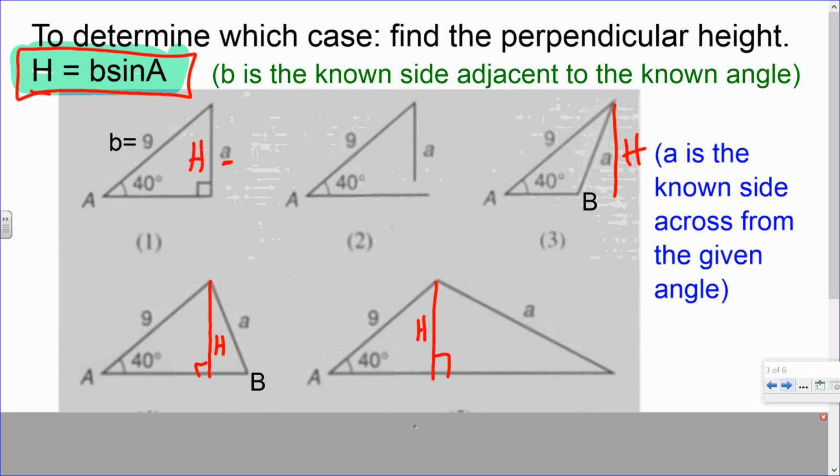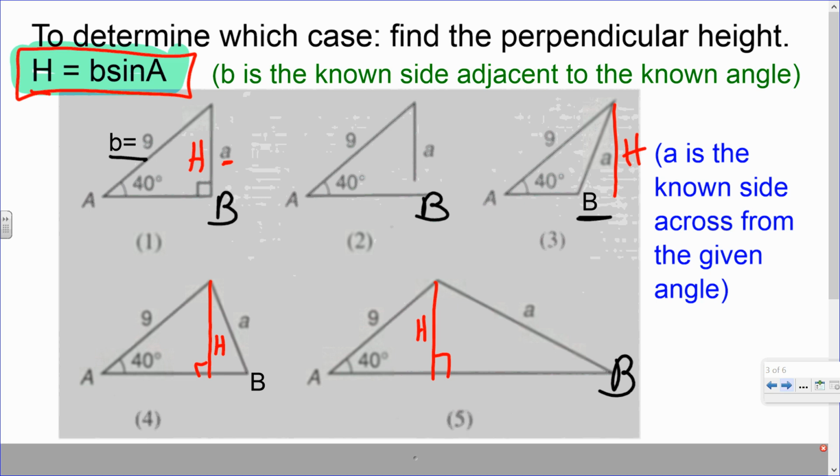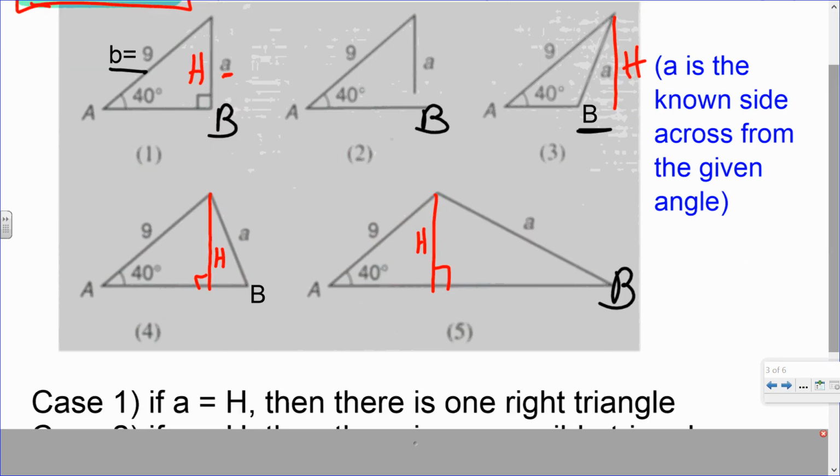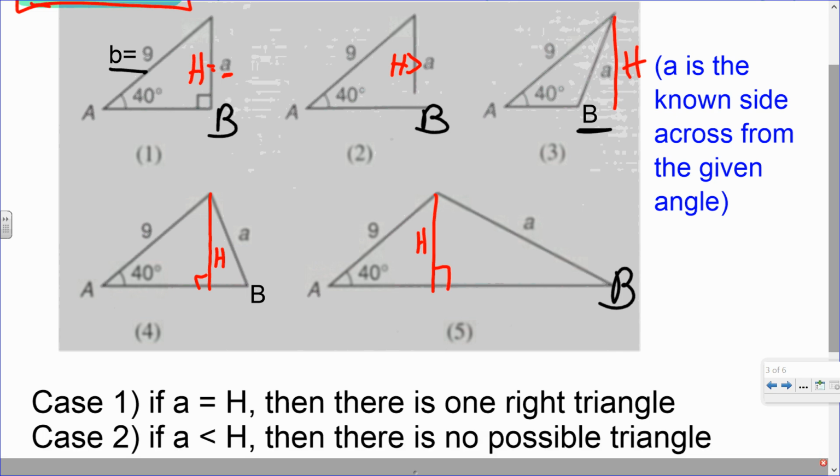Now remember, we have to use standard notation. If we are considering this to be little b right here, that means that the angle across from it must be big B in each case. So you see that I have those written in there. If h and a are the same as each other, then I know I've got a right triangle. If h is longer than a, then there's no possible triangle.